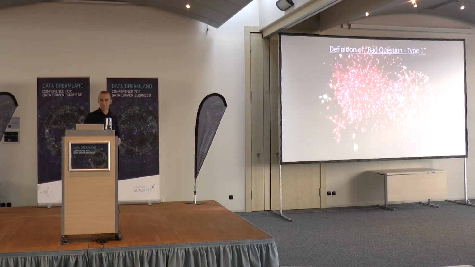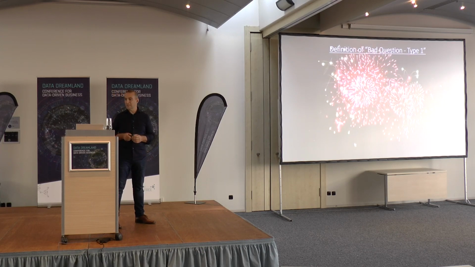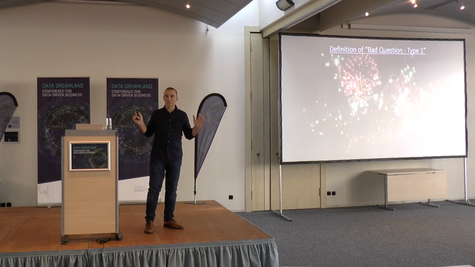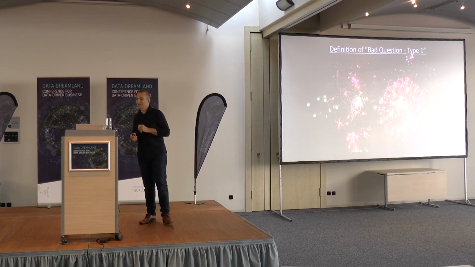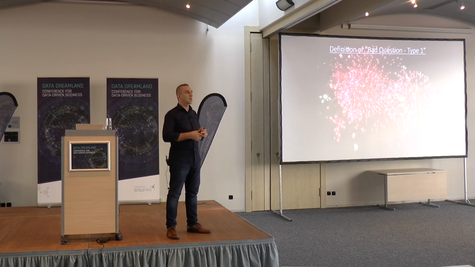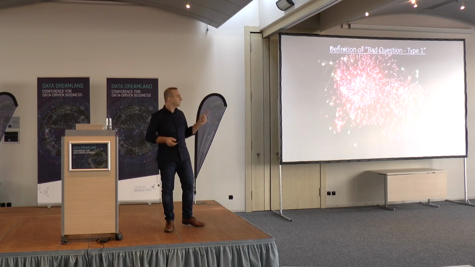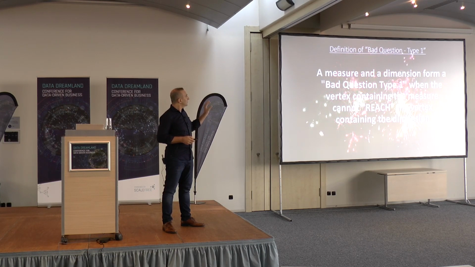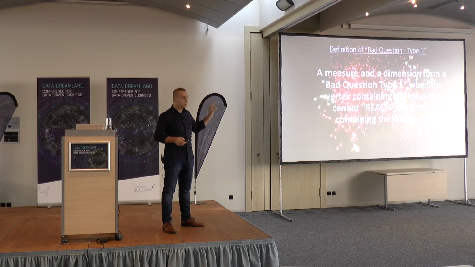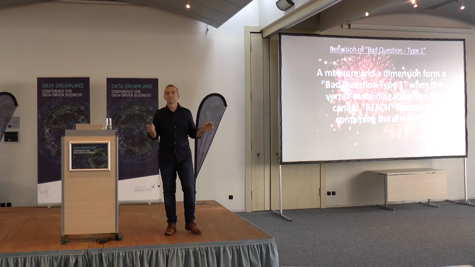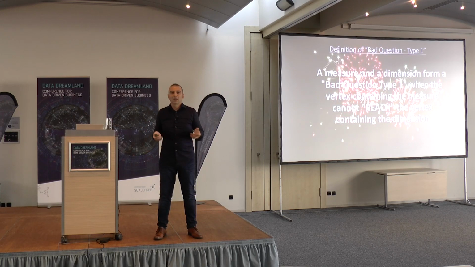So this is almost the last slide. I call this bad question of type 1. We worked for several months, and we figured out a few more types of bad question. But you have a bad question of type 1 when a measure and a dimension are such that the vertex containing the measure cannot reach the vertex containing the dimension. We have tried this on a few examples, and it works.